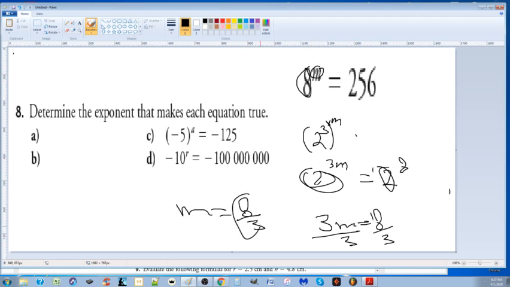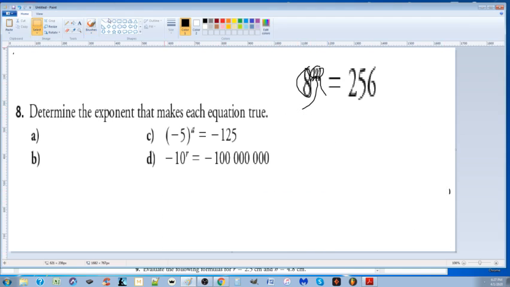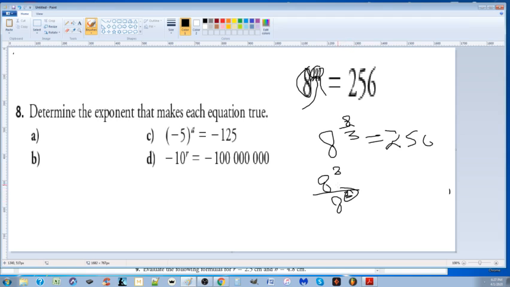So if my m is 8 to the power of 3, well, no, I figured out my m. So let's try that. Wow, that was a tough one, eh? 8 to the power of 8 over 3 is 256, which is the same as saying 8 to the power of 8 divided by 8 to the power of 3. How did I do that? Well, oh no, sorry, that's not what it means.